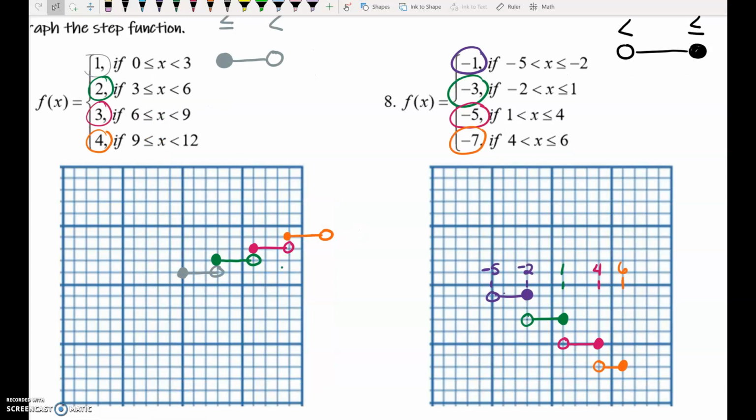If you want to label the x-axis with those numbers that are in this part, that might be helpful for you to see where those steps need to be.